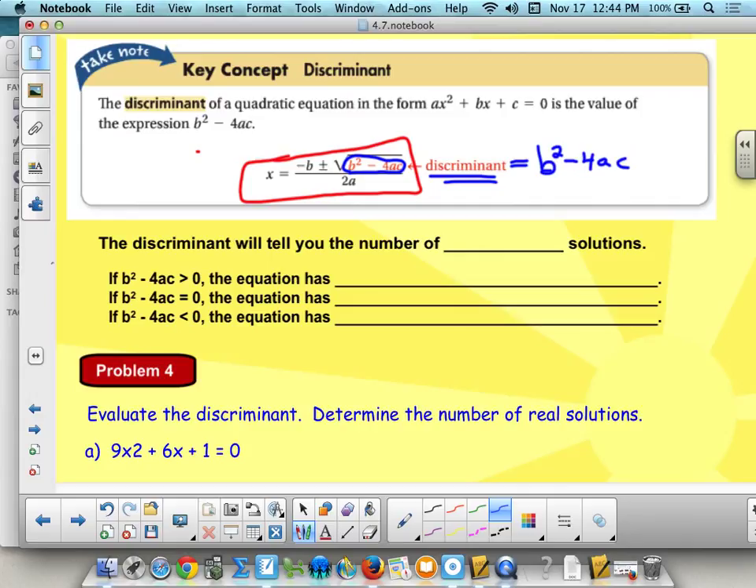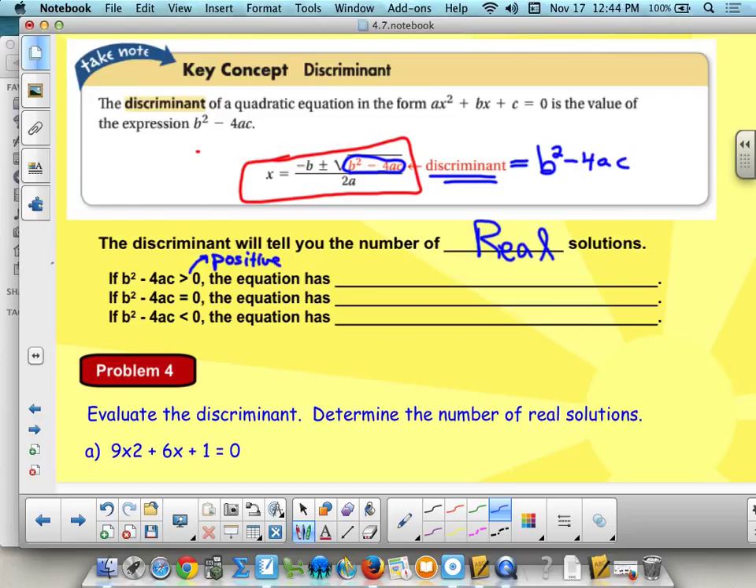The discriminant will tell you the number of real solutions. How many real solutions does it have? The reason we're saying real is because there are imaginary solutions. They come in chapter 5. Okay? If b squared minus 4ac is greater than 0, and when I say greater than 0, I'm talking positive.